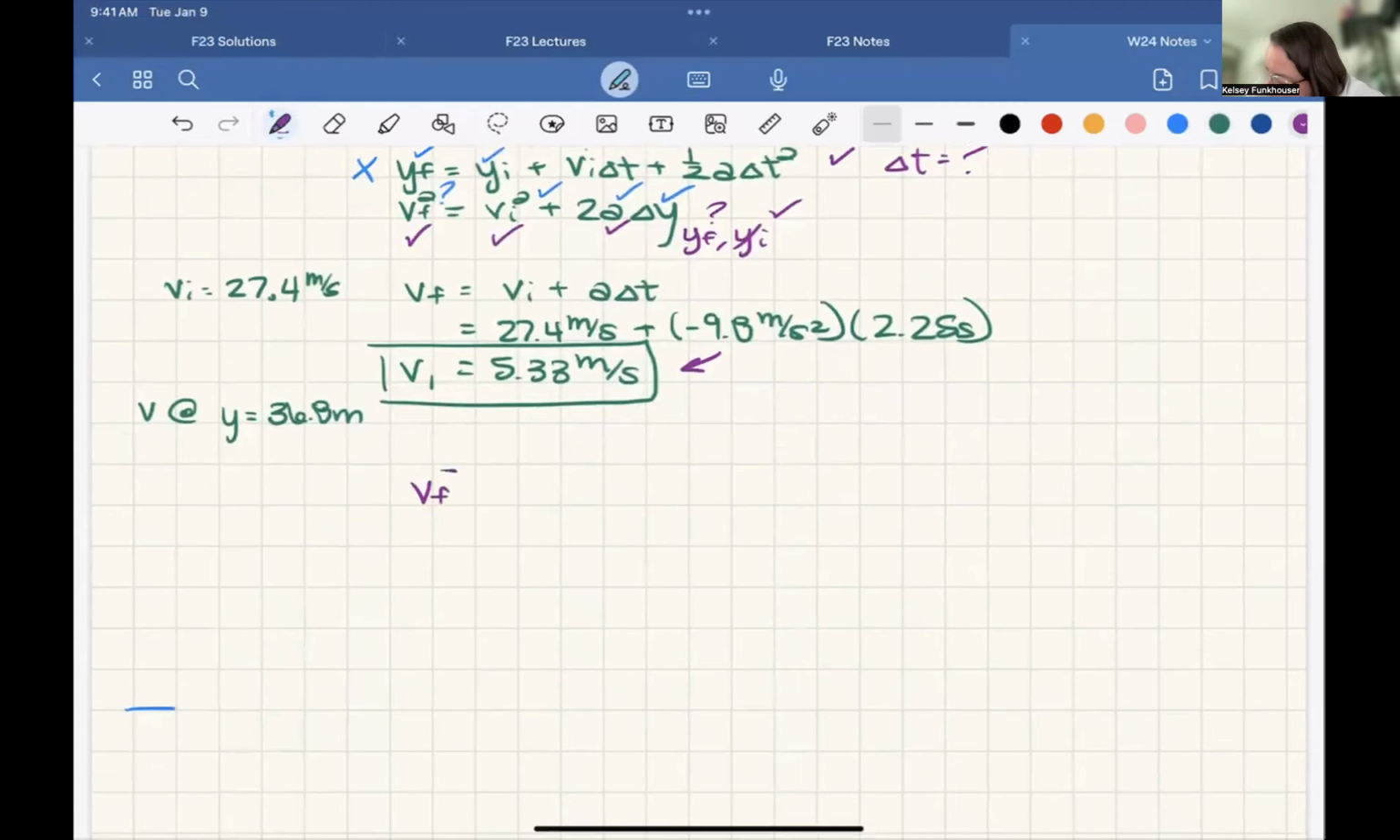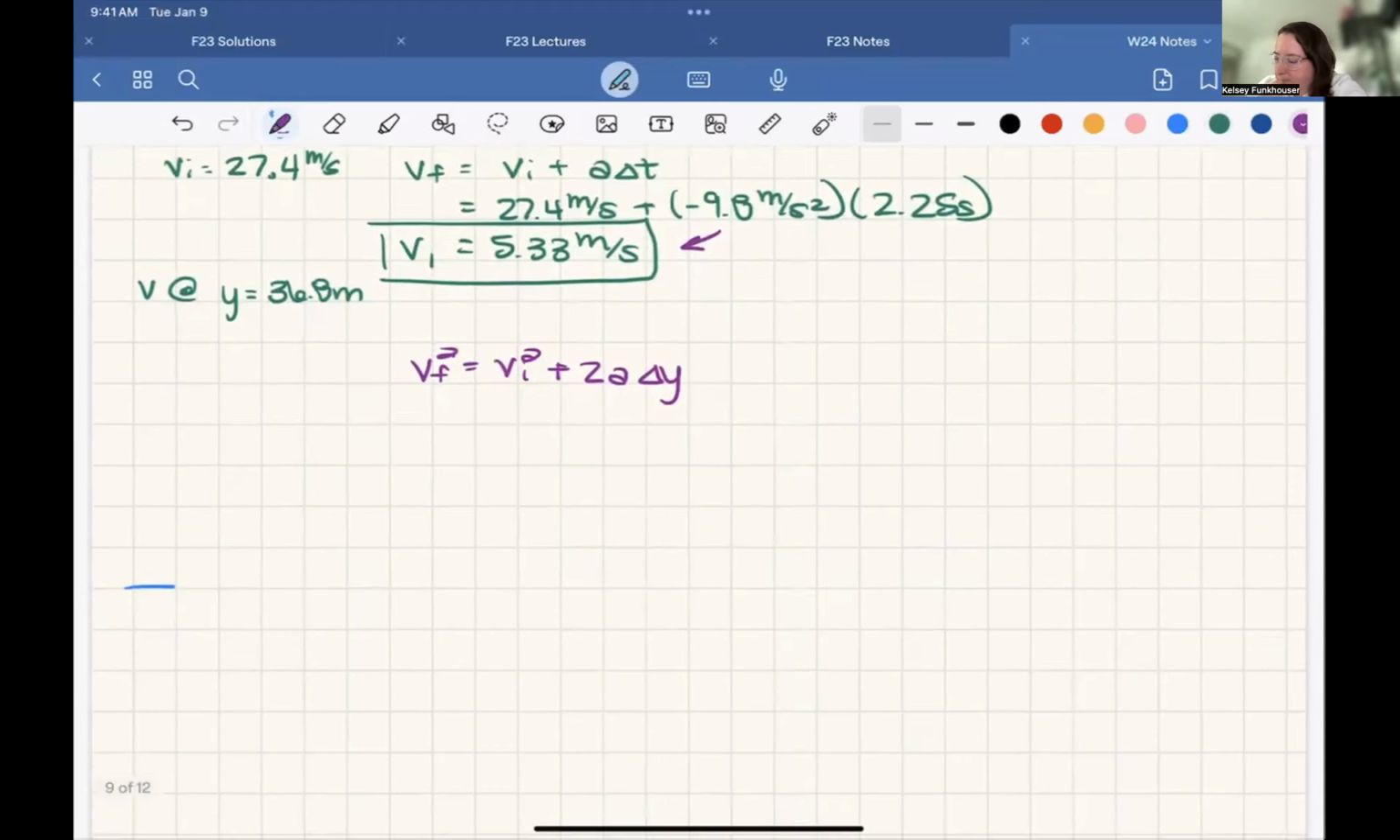Let's bring it down here. V final squared equals V initial squared plus 2a delta y. Actually, sorry, I'm going to write that as y final minus y initial. Because what we actually, oh, I'm messing myself up. We actually want the displacement. So actually we don't need the total, because it asks how much higher, not how high total.